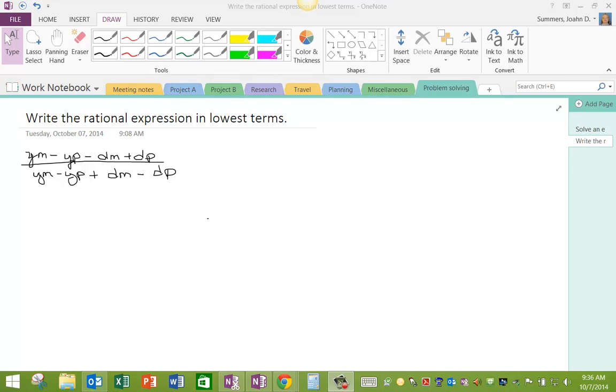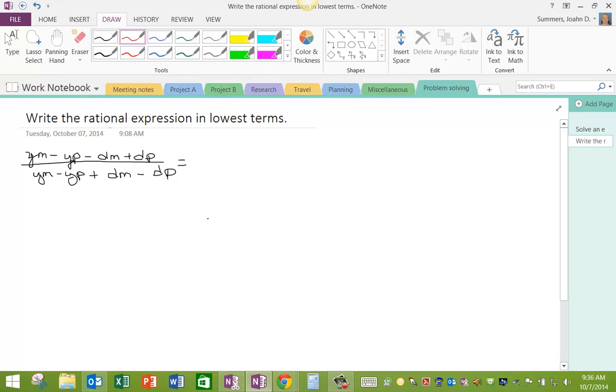Let's look at this problem that involves writing rational expressions in lowest terms. We have ym minus yp minus dm plus dp divided by ym minus yp plus dm minus dp. This problem will require the use of factoring when you have four terms. Anytime you have four terms, try to group them in twos and factor each pair.